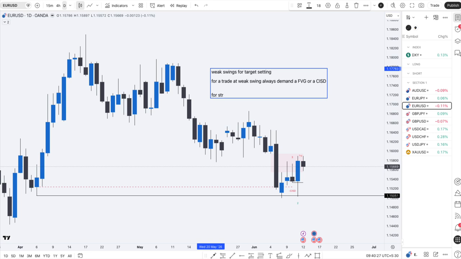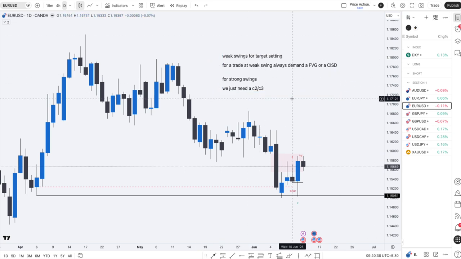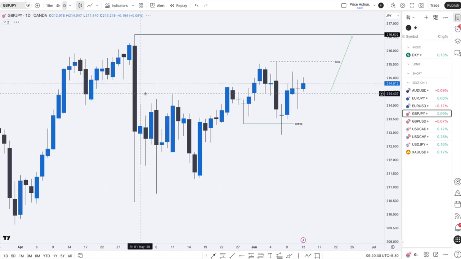For strong swings, we just need a C2 or a C3. This is it. Let's look at more examples.